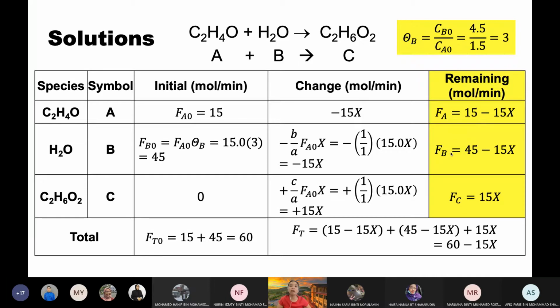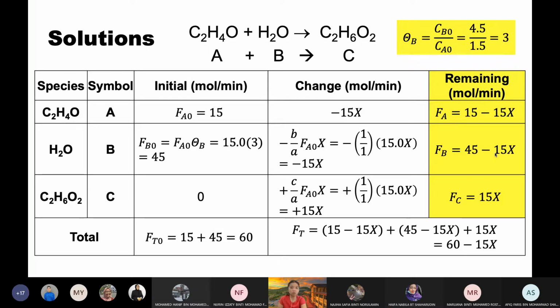Okay. Then what about your remaining B? So your remaining for your B, FB. Initial FB naught, remaining FB. So it is a mass balance. We want to know how much B goes in, we want to know how much B comes out. So how much B comes out equals your initial 45 combined with your change, minus 15X. Done. So FB equals 45 minus 15X.